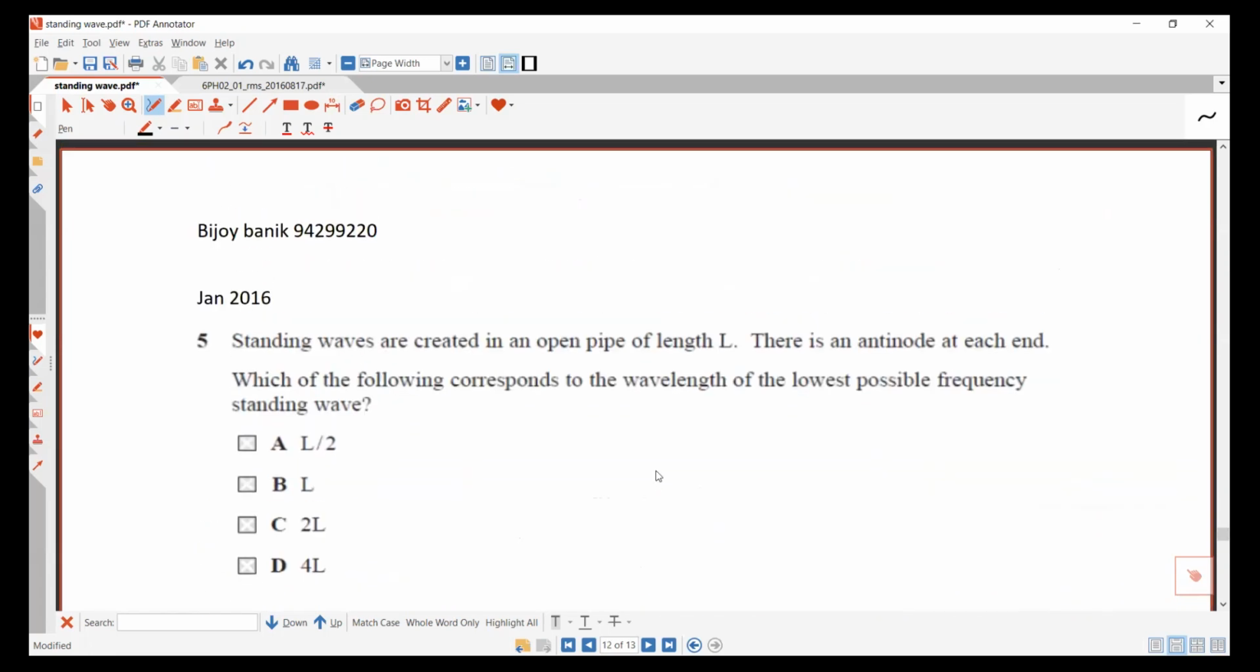Now, you guys try to do this one on your own. Objective questions. Pause the video. You can see this question: it's an open antinode on each end. Which of the following corresponds to the wavelength for the lowest possible frequency? If I remember, it's 2L by n is equal to lambda for both sides open. So lambda, the wavelength, will be 2L. So C should be your answer. Online, everyone, understood?